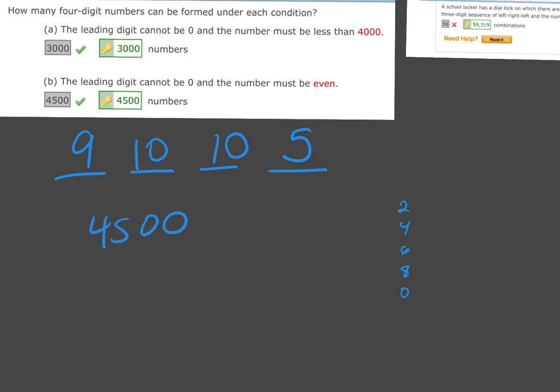I thought the leading had to be even. No, it says leading can't be 0, and then the number must be even. So if it said the number must be odd, it's actually the same thing. It could say leading can't be 0 or 1. They could say anything they want on those digits. That makes more sense, because I didn't think it had to be the whole number.